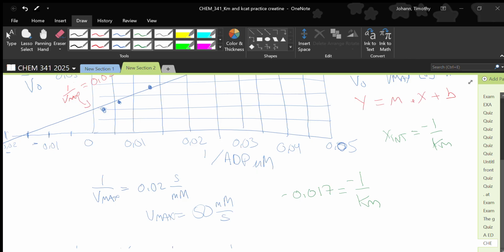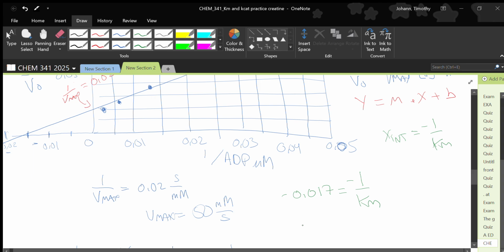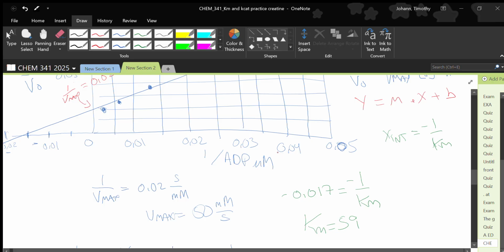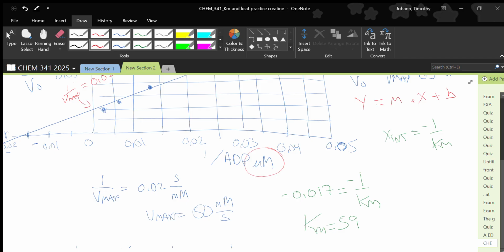So if I take 0.017, I divide it into 1, that's how I would solve for this. I get 59. Looks like we got about 2 significant figures. So my Km is equal to 59. 59 what? What do you think? Your answer is on the board. Micromolar, because that's what was on our x-axis, right? We're taking something off our x-axis, and those are the units on our x-axis. They're 1 over micromolar, but we already flipped it. Micromolar.